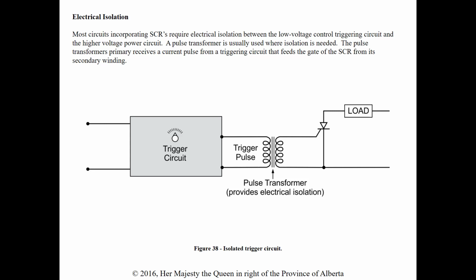The pulse transformer's primary receives a current pulse from the triggering circuit that feeds the gate of the SCR from its secondary. Okay, so again, it's literally just an isolation transformer, so there is no step up or down. It's just protecting the components of the circuit from any spikes that may occur.